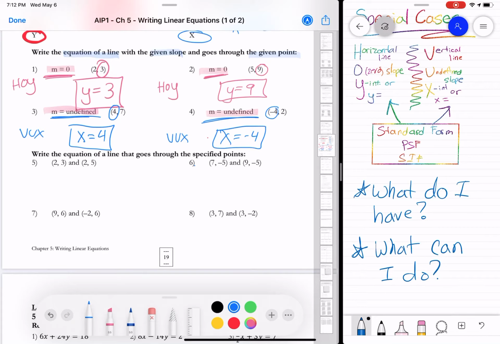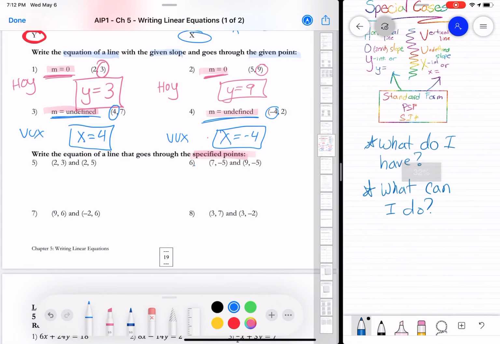Simple as that. Now, the only other times where you might trip up is when you're given 2 points. I'm going to ask my questions of what do I do, what do I have, and what can I do? Because now I'm given these 2 points. Well, usually from there, you can always solve for the slope, right? When we solve for the slope, let's label these as x1, y1, x2, y2. Slope formula, remember, that is m equals y2 minus y1 over x2 minus x1. I get 5 minus 3 over 2 minus 2. I get 2 over 0.